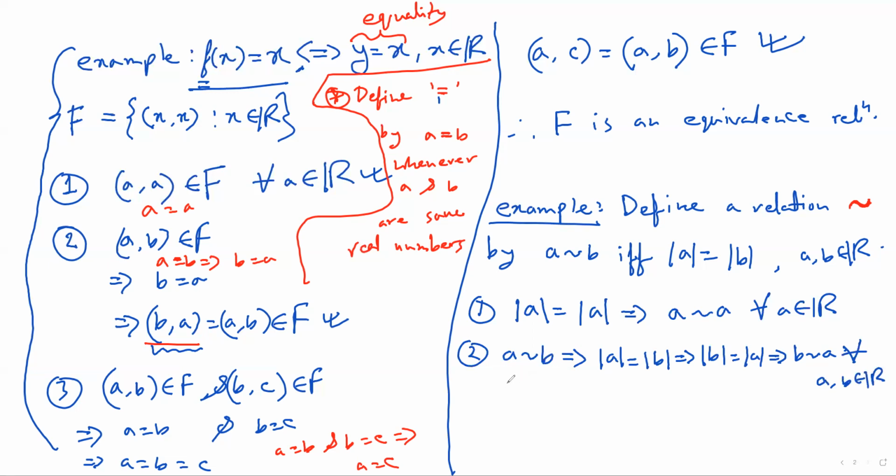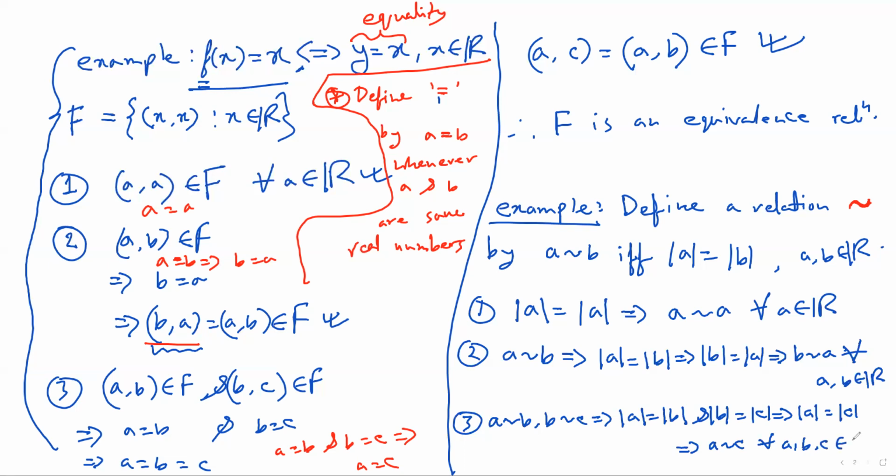Kind of looks silly because they are too simple, but we are going to introduce a more complex example pretty soon. And finally, if we are given that A is related to B and B is related to C, then it would mean modulus of A is equal to modulus of B and modulus of B equals modulus of C, which would mean if you combine the two equations, you have modulus of A equals modulus of C, which would finally mean A is related to C, and this is true for all A, B, C in the set of real numbers. So all three conditions are satisfied. So the relation we defined here using this weird symbol is actually an equivalence relation.